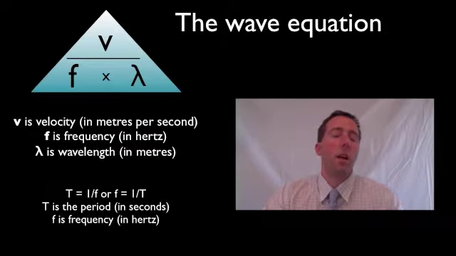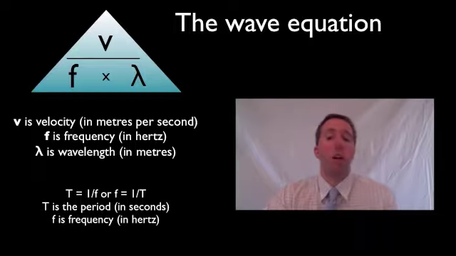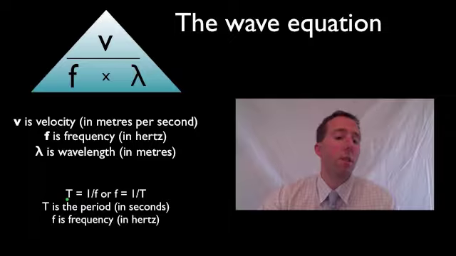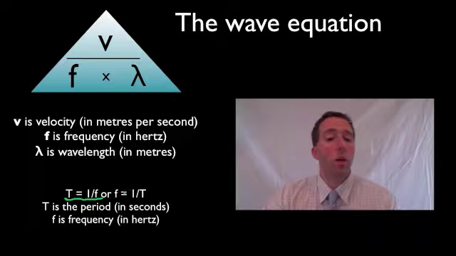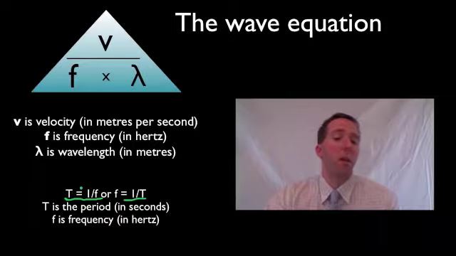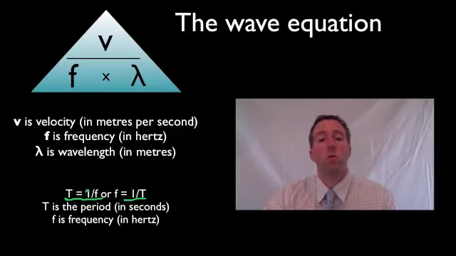And there's another key equation which you can use to calculate information about waves, and this is down here. The period is always equal to 1 divided by the frequency, or the frequency is always equal to 1 divided by the period. So this is the wave equation: the speed of the wave is equal to the frequency times the wavelength. And this is how to figure out the period or the frequency. Period is always equal to 1 divided by frequency, or frequency always equals 1 divided by period.